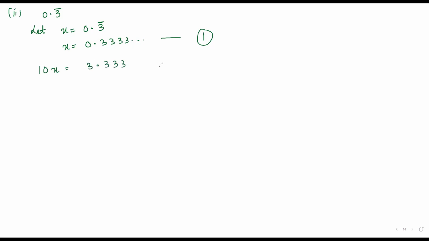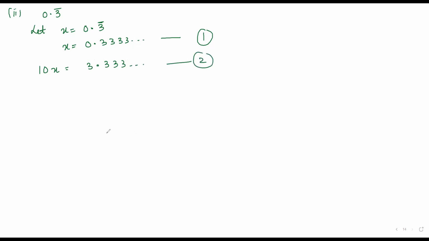Okay, one more I'll take up for you. Let's take another example, number two. So I'm taking 0.3 bar. Same, let us take it equal to x. Let x is equal to 0.3 bar, so that means x is equal to 0.3333 and so on, fine? Okay, so equation number 1. Now you multiply both the sides by 10. So I get 10x is equal to 3.333 and so on. This is your equation number 2.